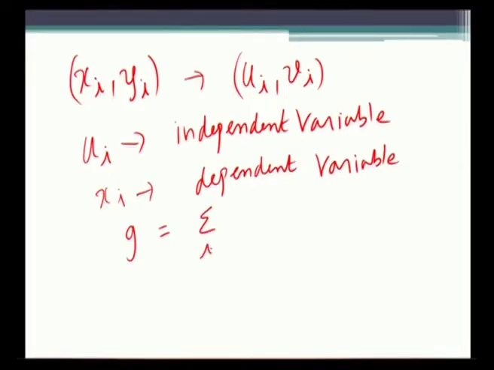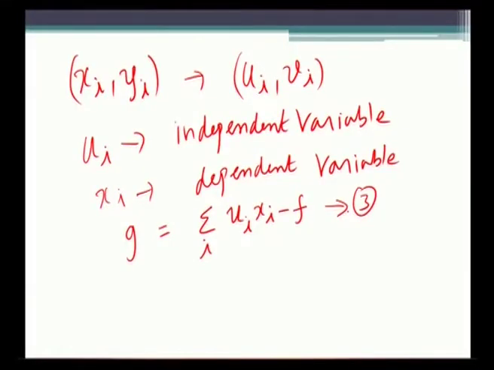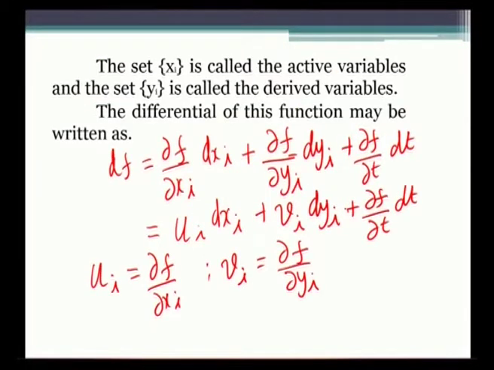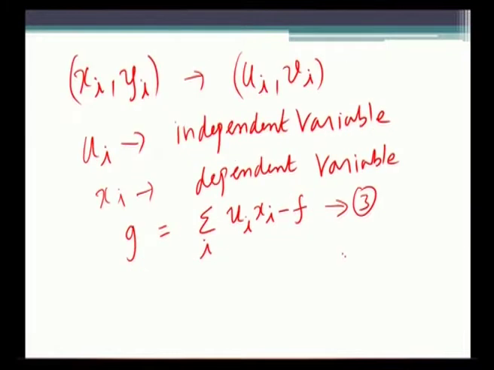g is equal to summation over i of ui into xi minus f. This is how we need to define a new function g, which is very useful in Legendre transformation. Let us keep this as equation 3. Earlier equations are, this is equation 1, then this is equation 2. So, this is equation 3.